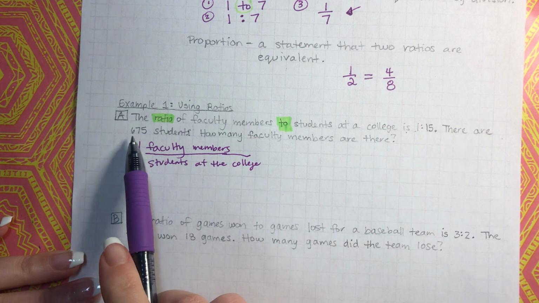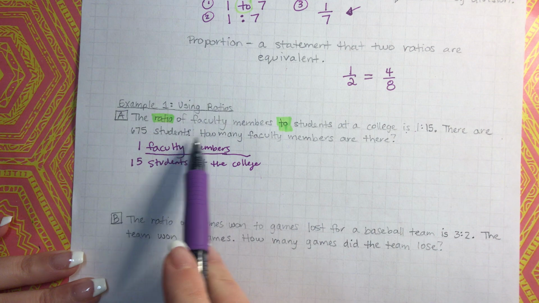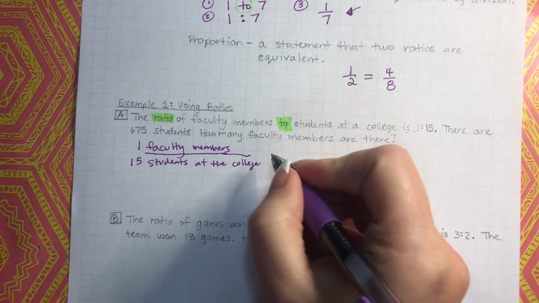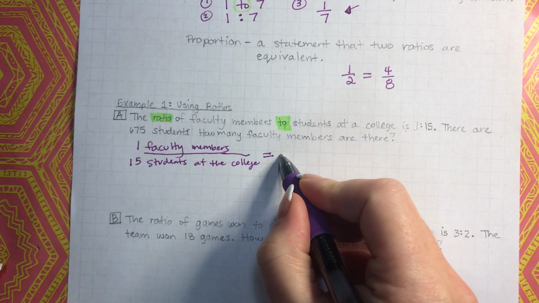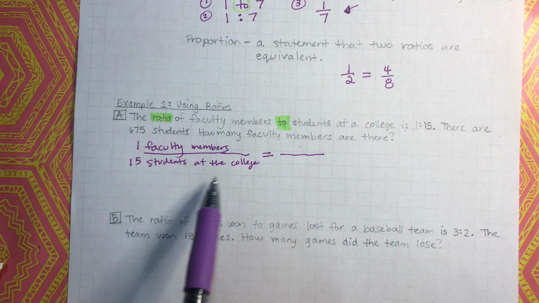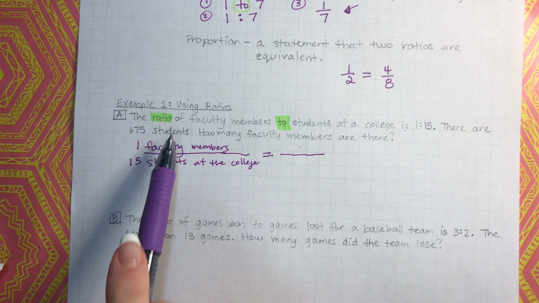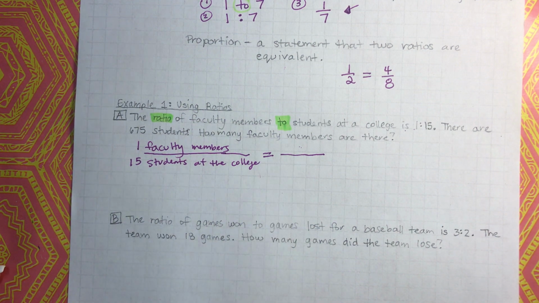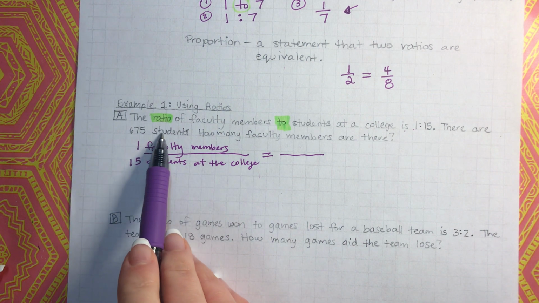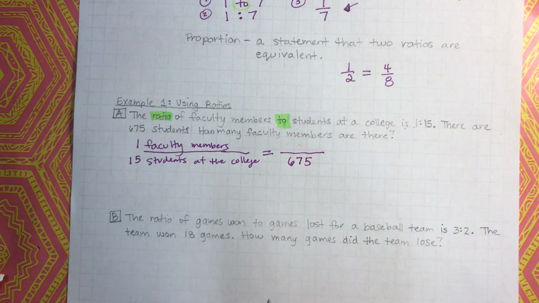Then it says that is the ratio. Then it says there are 675 students. How many faculty members are there? So we're going to set up a proportion. What we know is the faculty member information goes on the top and the student information goes on the bottom. It says 675 students. Does that go on the top or on the bottom? It goes on the bottom, because that's where the students at the college go. So we're going to put 675 right there on the bottom.